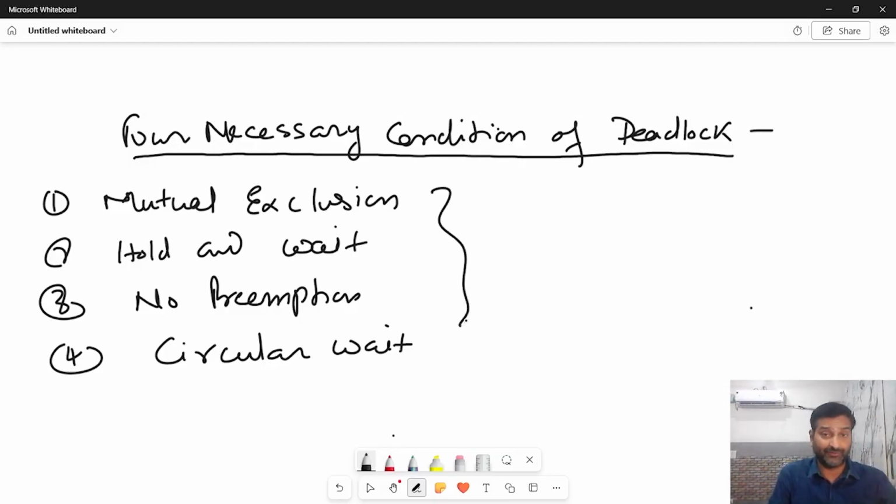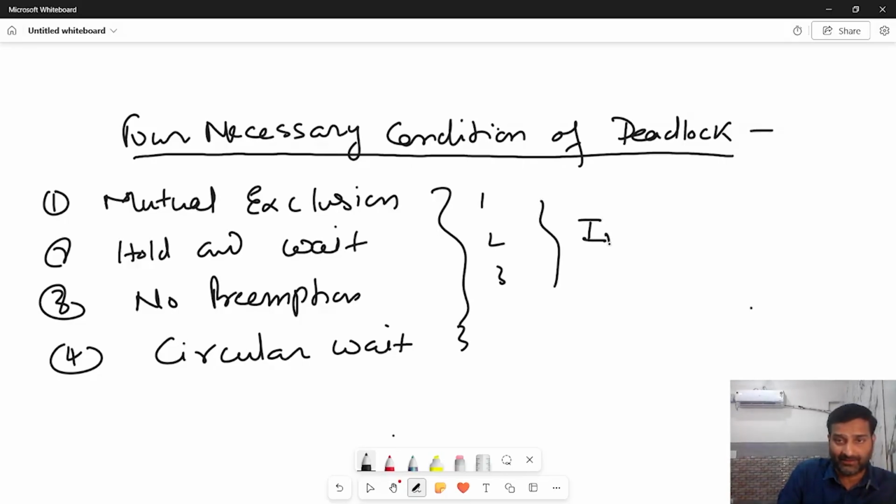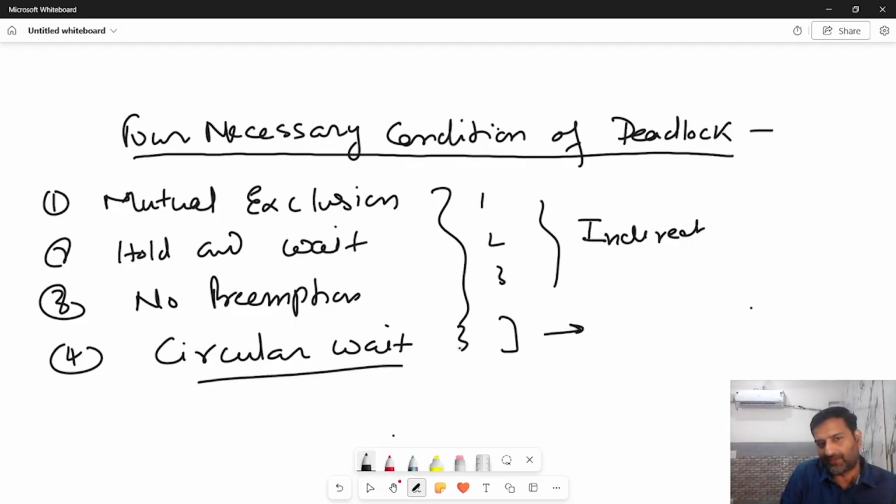So these are the four conditions. These four conditions ensure that deadlock will occur. Surely they occur. Among these, the first three, that is one, two, three, are the indirect causes. They are indirectly causing the deadlock. And this one is the direct cause. Whenever we define deadlock, we see that if there is a circular wait, then there is a deadlock. This is the direct cause.